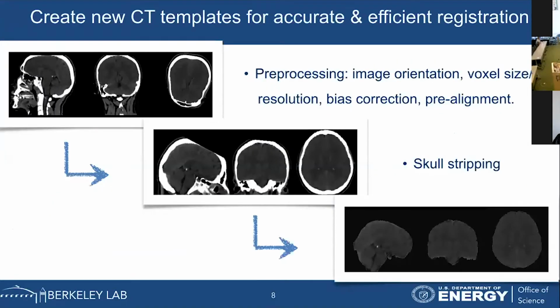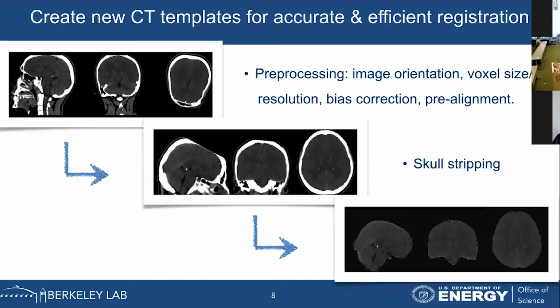So let's look at some detailed procedure of what I'm doing in this project. First, on the top left, that's the original CT scan. You could see in the original data, first, we want to find a good processing methodology. Basically, you want to redo the image orientation. You want to resample it so that every CT scan has the same voxel size resolution.